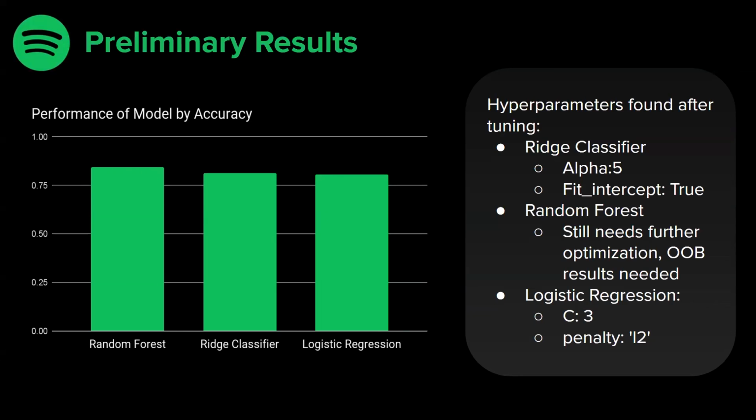So in the future, we're going to continue to optimize our random forest model. And we will have to figure out how to use out-of-bag error with grid search CV, or some other method, either developed by ourselves or by sklearn, to find the hyperparameters.